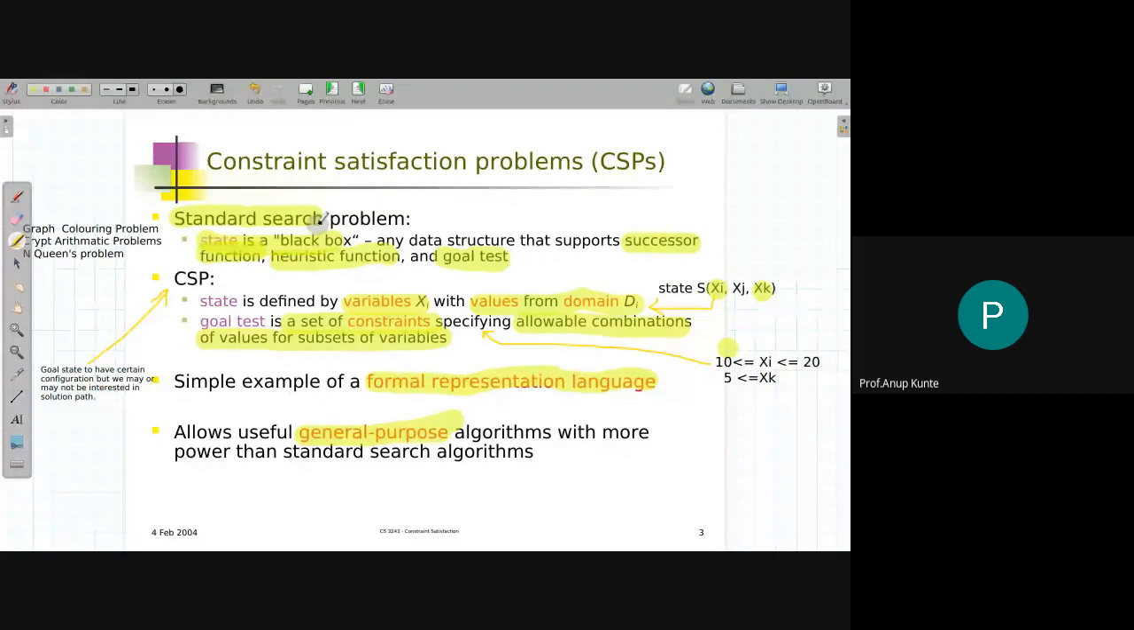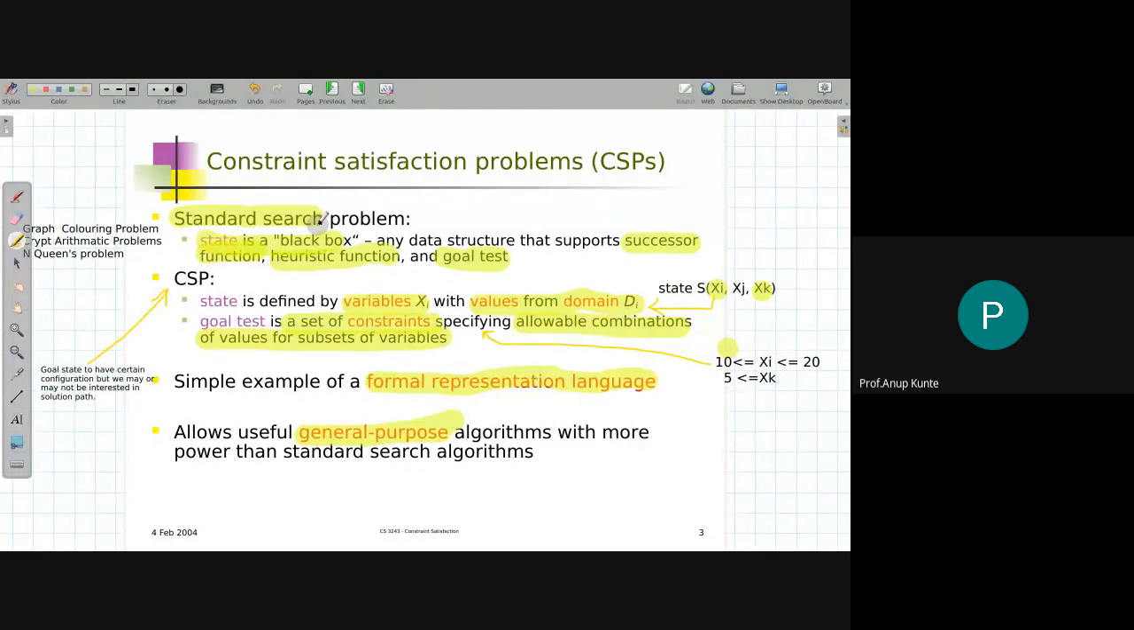In a standard search problem, the state is like a black box. It is any data structure that supports a successor function, heuristic function, and goal test. So the state is considered for a standard search problem as a black box. That black box only has certain functionalities that can initiate the change in the values. One is the successor function. Why do we require a successor function? Because the successor function determines our transition model, which is required for finding out the action sequence.